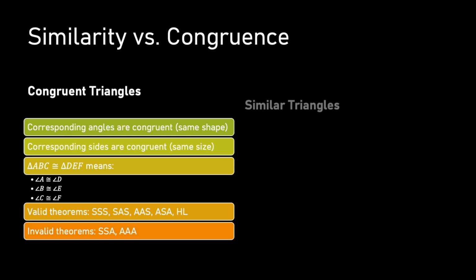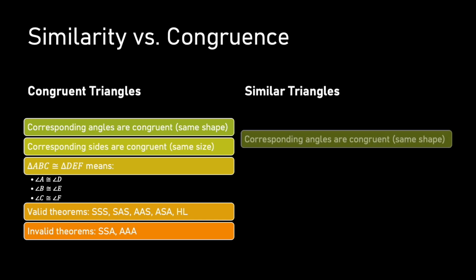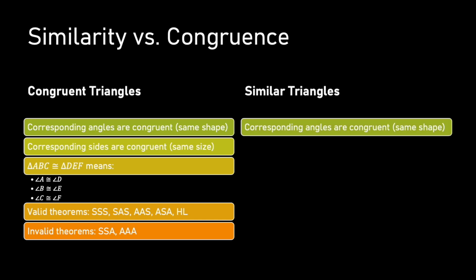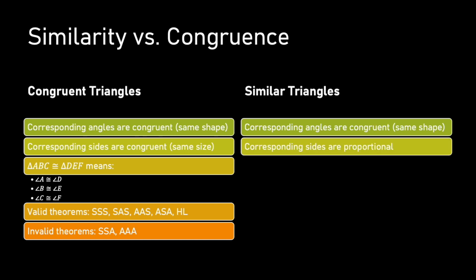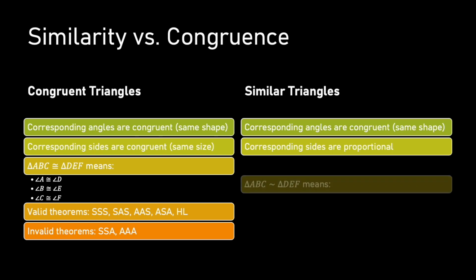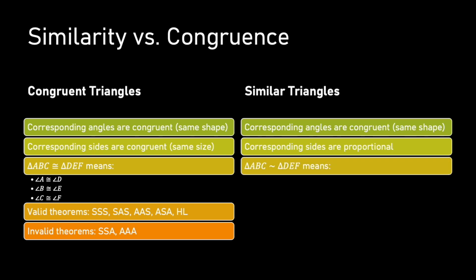For similar triangles, we're still going to specify that corresponding angles are congruent. But now, corresponding sides are proportional. So the triangles don't have to be the same size. We're going to write our similarity statements the same way we wrote congruence statements.